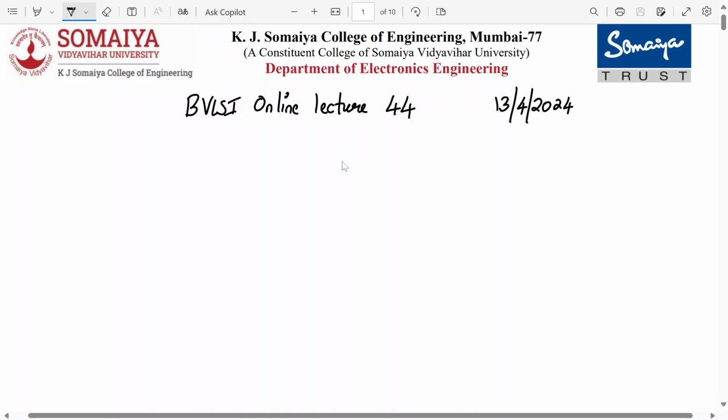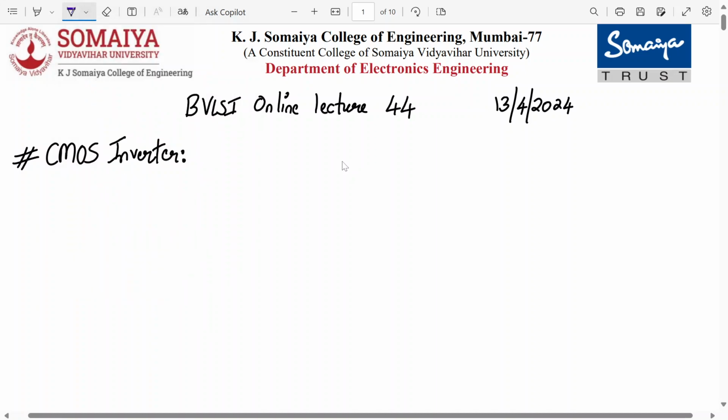So I'll briefly revise what we have done in the last two lectures for the CMOS inverter, and then I'll proceed to today's topic. We have completed the resistive load NMOS inverter, and we are starting with the CMOS inverter.